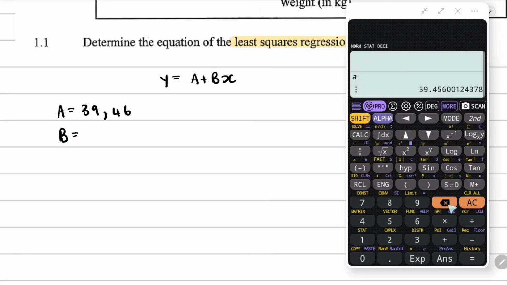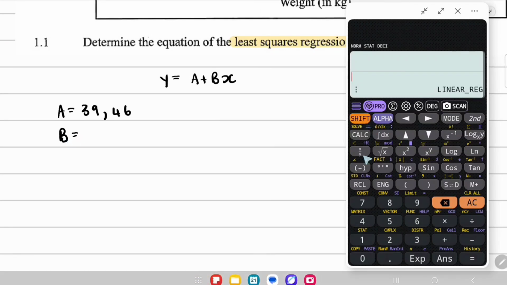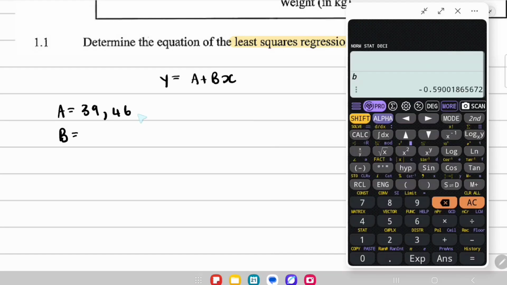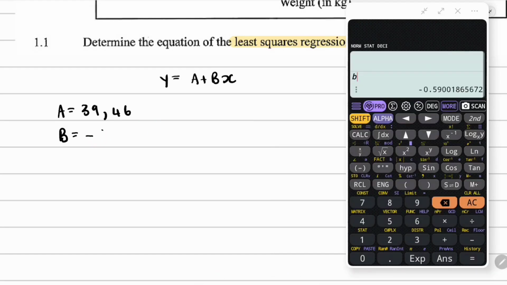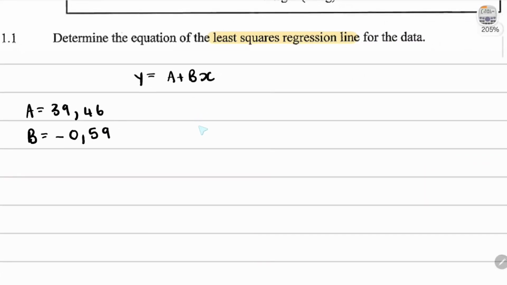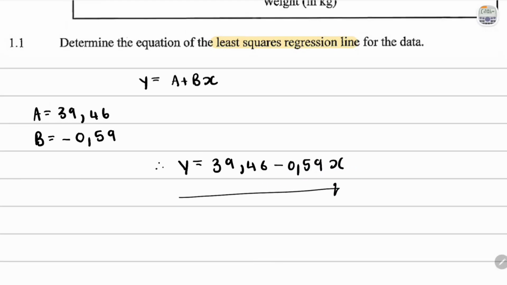And then the value of b. So again, you can just press Shift and 1, and then find the value of b. So b is equal to negative 0.59. Okay, so now we can just fill that in our equation. So it means that the equation of the least squares regression line is 39.46 minus 0.59x, and that is our answer.